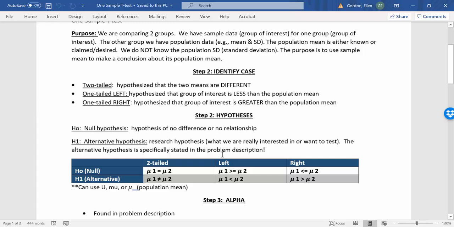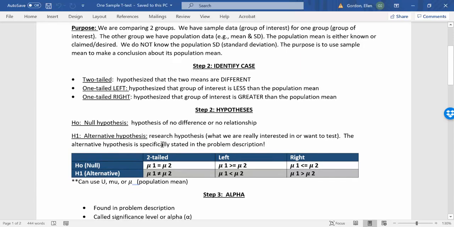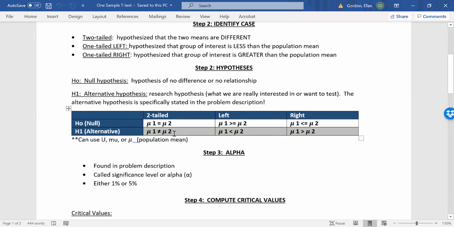The next step is to identify the hypotheses. Again, the null hypothesis is the hypothesis of no significant difference, and the alternative hypothesis is our research hypothesis. Our research hypothesis is we think or are looking to see if there's a difference between the current fill and the advertised fill. Here's the hypotheses in symbols.